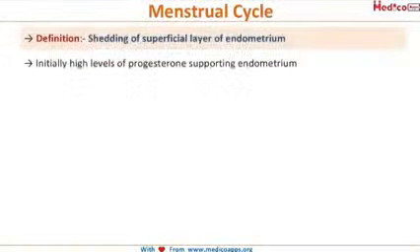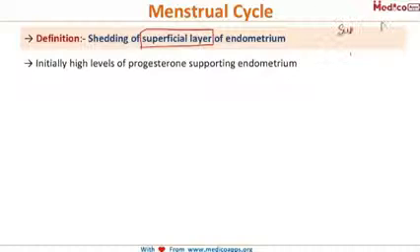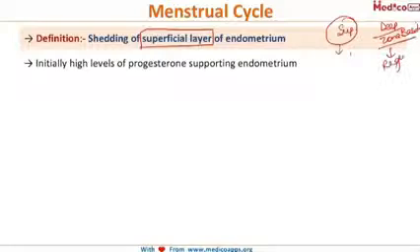It is basically the shedding of the superficial layer of the endometrium. Now remember, we had studied that the endometrium has a superficial layer and a deep layer, or the zona basalis, and it is this superficial layer which is shed during menses, and the regeneration of the endometrium occurs from the zona basalis. Again, a very important question that we have already discussed. So shedding of the superficial layer of endometrium is called menses.